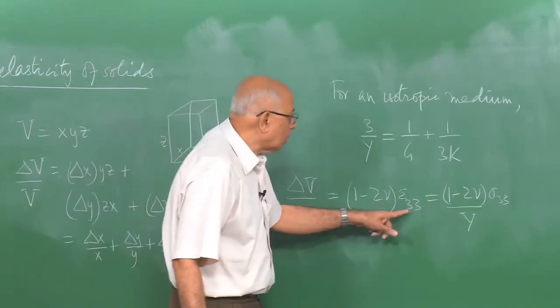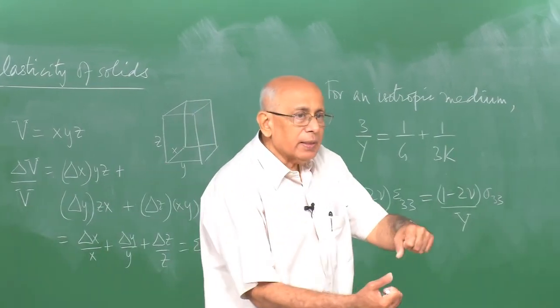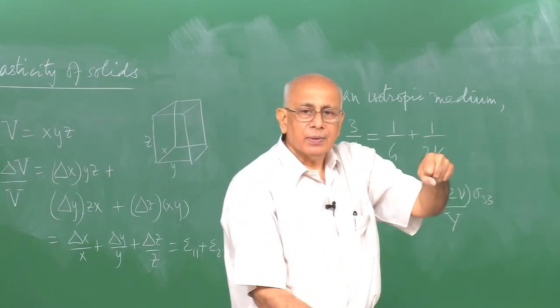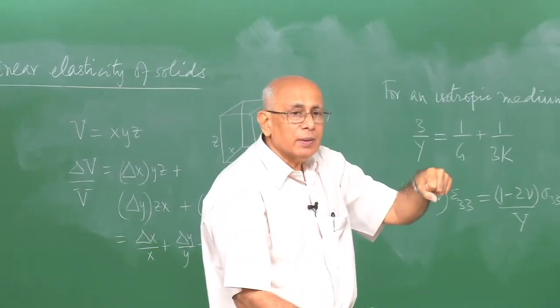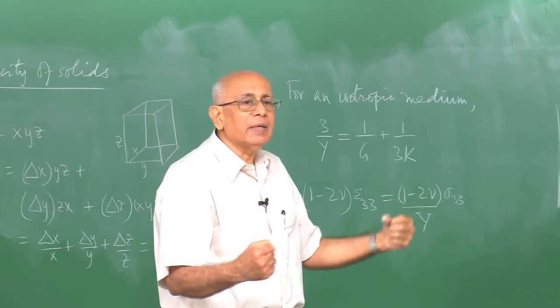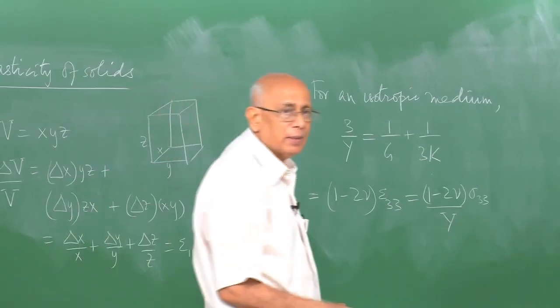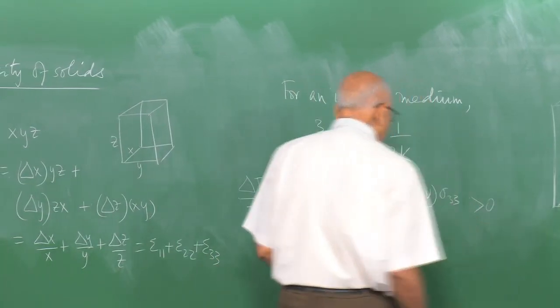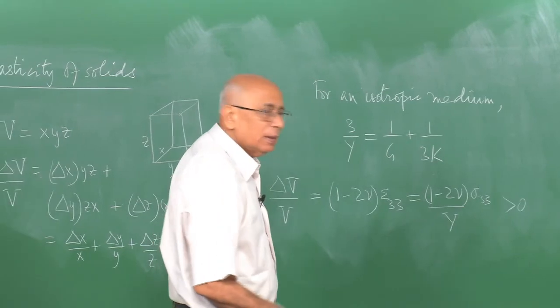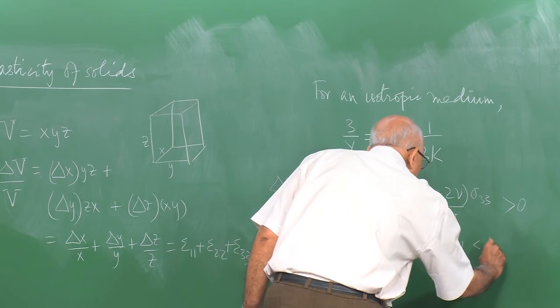Because y times epsilon 3 3 is sigma 3 3. Okay. Now when you apply an extension and a tension which pulls the system outwards, by stability you cannot have a decrease in volume. It violates Le Chatelier's principle. It violates stability. So this thing has to be greater than 0, which implies immediately that nu must be less than a half.